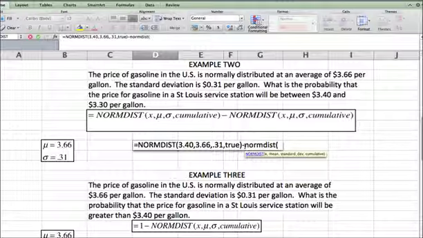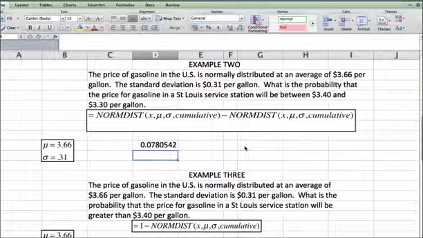Again, we will ask for the variables. In this case, the lower number is going to be $3.30. The mean, as the second number, of 3.66, followed by the standard deviation of 0.31, and again, true. Make sure that you close the parentheses and that there's a comma between each entry. When we hit enter, we now see that Excel is returning 0.0780542, which could also be expressed as 7.81%.